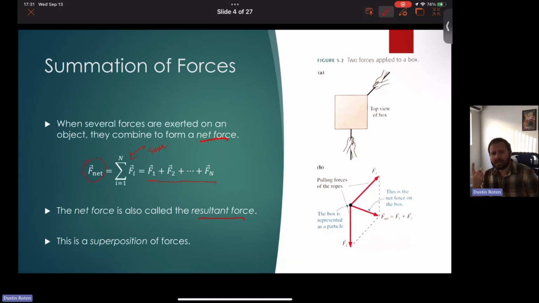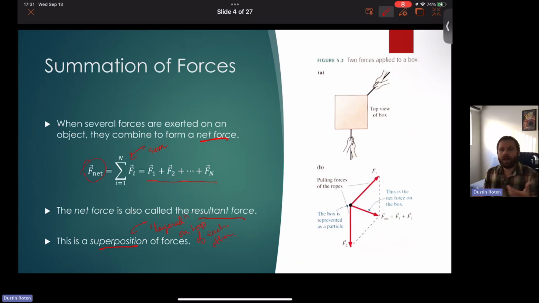And the way some people might talk about it is a superposition of forces. That just means they're all added up. They're all on top of each other, okay? So I guess we could say this is layered on top of each other.